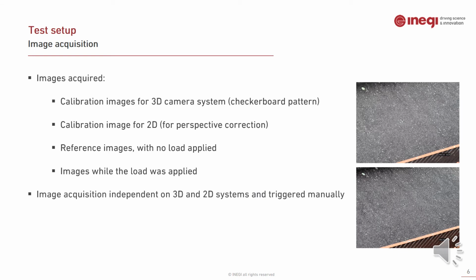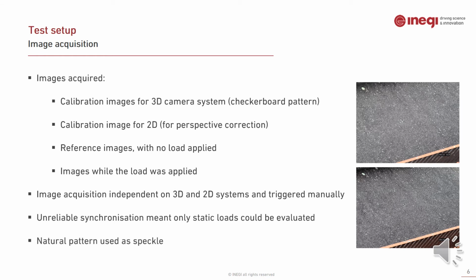The image acquisition was independent on the 3D and 2D systems, and it was triggered manually on each of them by different people. And the synchronization was unreliable not only between the 3D and 2D systems, but in this case, within the two cameras of the 3D system, there was also a slight problem with synchronization, meaning that only static loads could be evaluated, since we could not guarantee that both cameras were acquiring an image at exactly the same time.